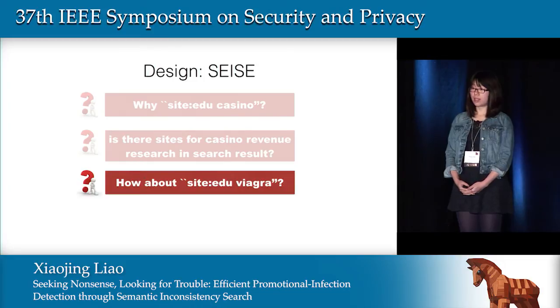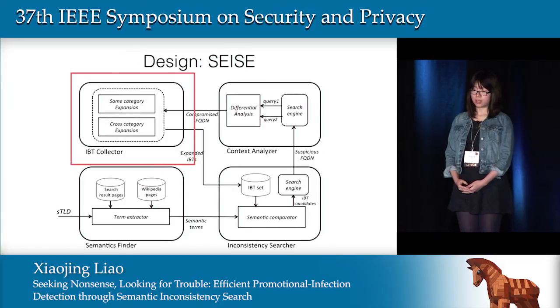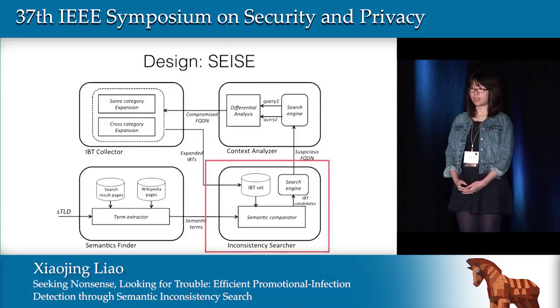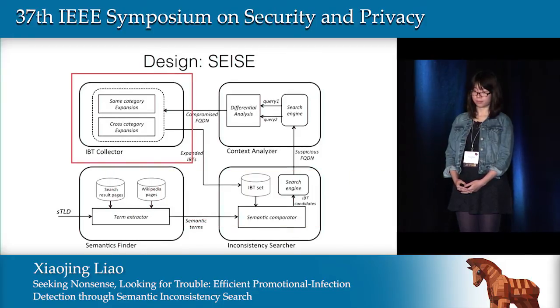Until now, we utilize a given pattern set for inconsistency search. How can we expand this pattern set? We utilize a snippet of the confirmed compromised sites we got from the previous step to harvest the pattern set. Then the extended pattern set will be used for inconsistency search. Two kinds of expansion are done: the same category expansion, like expanding the pattern casino to slot machine, and cross category expansion, like expanding casino to Viagra. We detail this process in the paper.